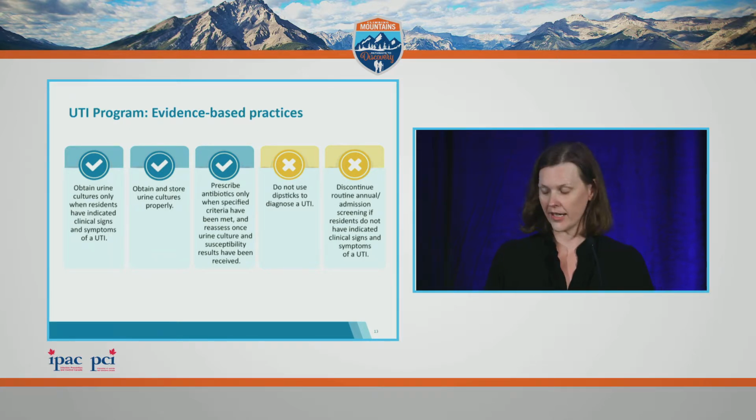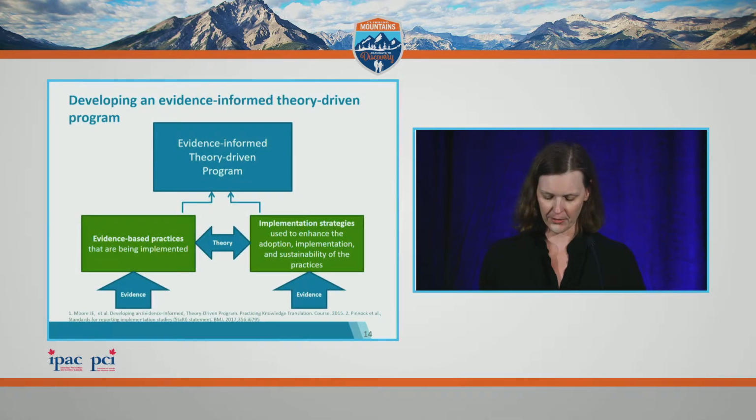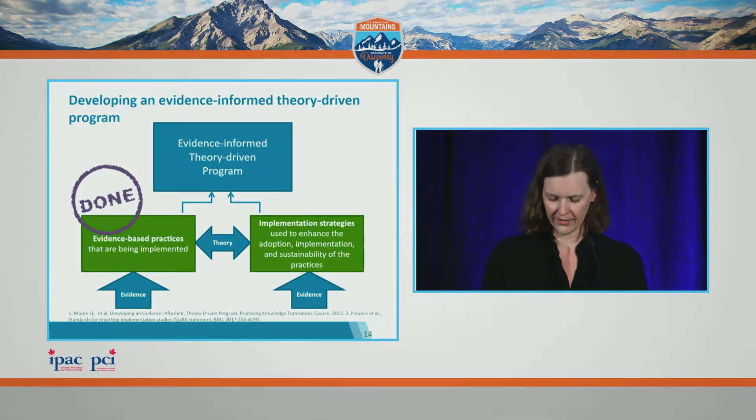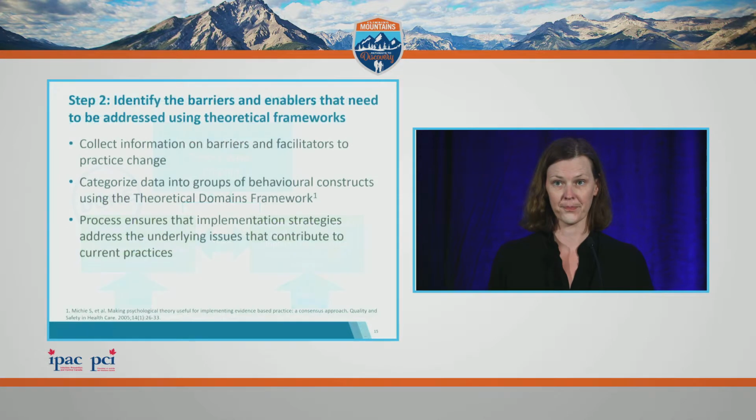So all of these practices align with current recommendations, but published literature and the needs assessment have demonstrated there are a number of barriers in aligning with these best practices in the long-term care home setting. And this is why the next step in the process of building the program is really important. So we clarified our evidence-based practices, and then we needed to connect them with the strategies that would help the changes. You'll notice that this is connected by theory, and that's an important step we don't want to miss.